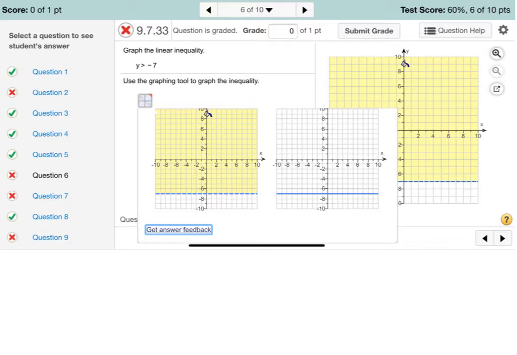Okay, for the next one, it says to graph the linear inequality. Here you have the correct line graphed, but you want to make sure you're mindful that you're graphing an inequality, which is y greater than -7. And so in this case here, greater than or less than implies that you have a dashed line.